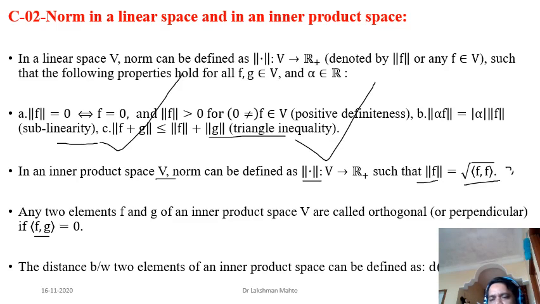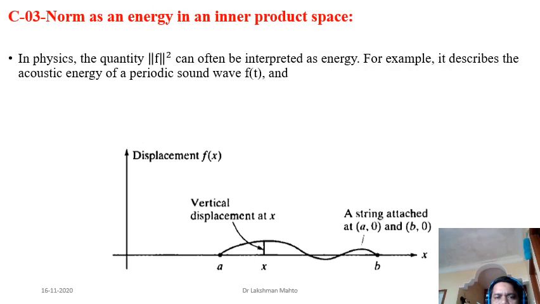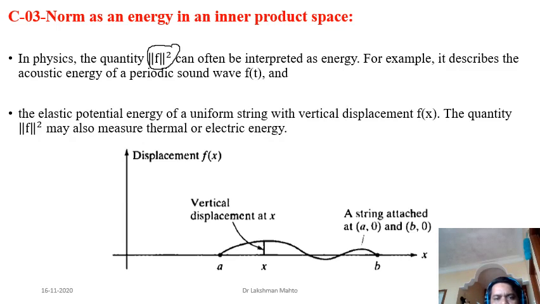Okay. The distance we can also define. If you take any two vectors or any two functions f and g, then we can always define the distance between them with the help of the norm. Also, the norm gives one more concept, which is energy. If you take the square of the norm, it defines energy.